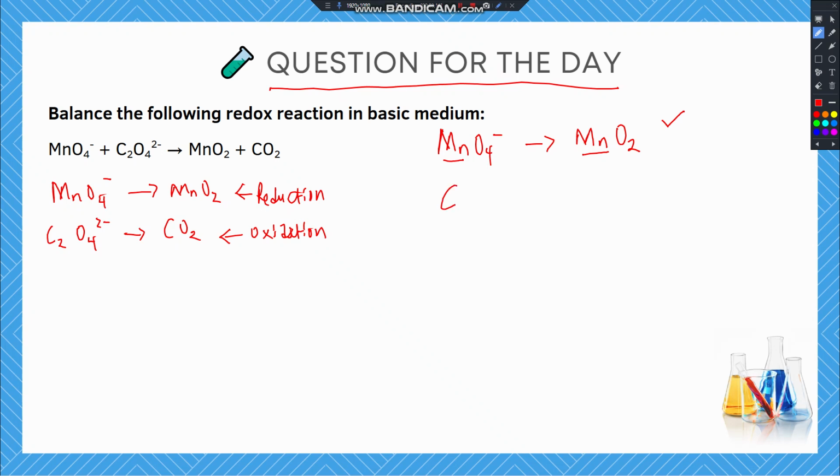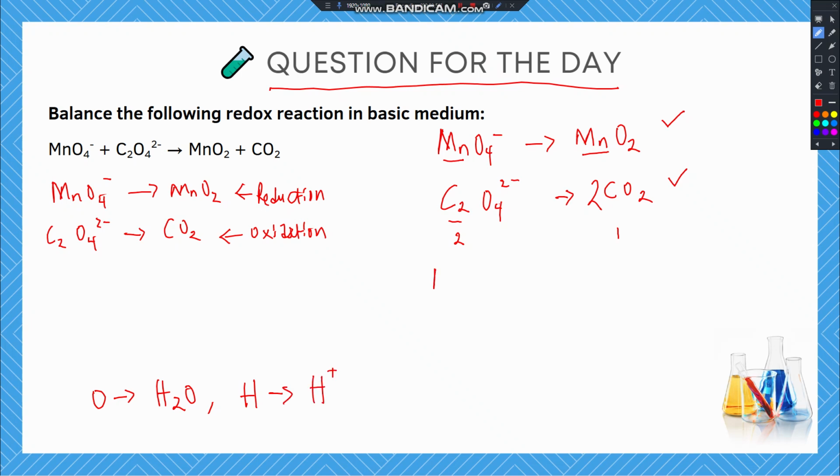For the other half, we have C₂O₄²⁻ yielding CO₂. Apart from oxygen and hydrogen, the other atom we have is carbon. On the left hand side, we have 2 atoms of carbon. On the right hand side, we have just 1. So we put a coefficient of 2 over here to make carbon balanced on both sides. So now that we have obeyed that rule, we have balanced all the atoms apart from oxygen and hydrogen. The next rule says balance oxygen atoms using water molecules, H₂O, and balance hydrogen atoms using hydrogen ions, H⁺.